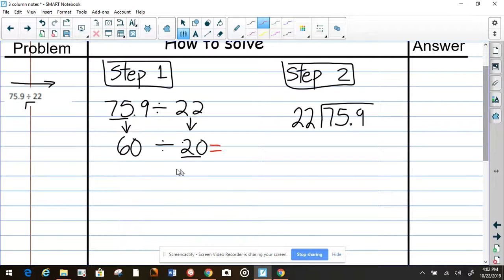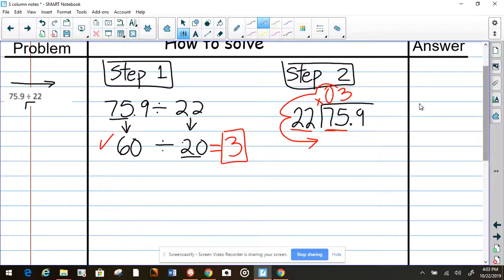So now 60 divided by 20 equals 3. What that is saying is, how many groups of 22 can you make out of 7? The answer is 0. How many groups of 22 can you make out of 75? Well, this is what we came up with when we were estimating. The answer is 3. We multiply 3 times 22.